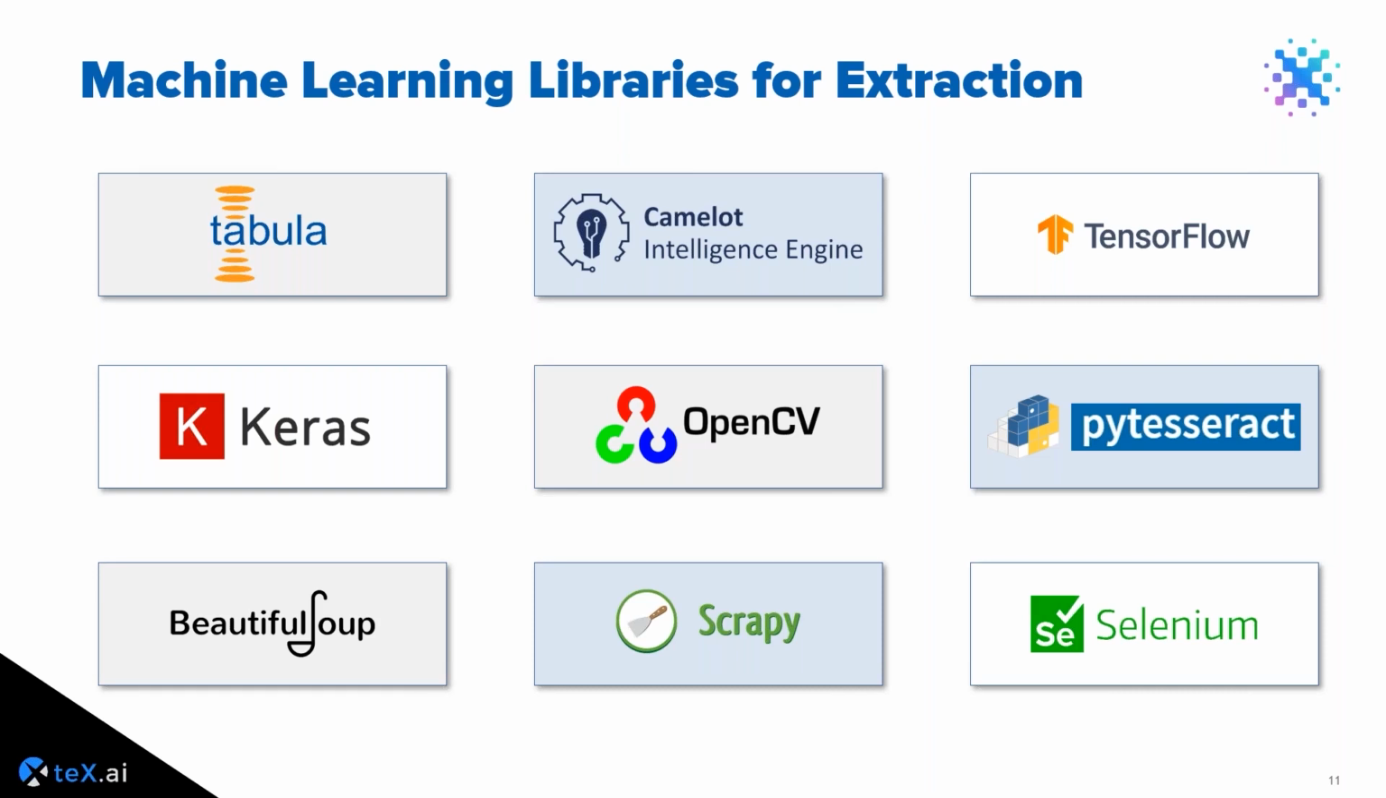And Beautiful Soup is for handling HTML files and for scraping. Scrapy and Selenium are also used. Selenium is a web automation tool, but here we use it as a tool for automating scraping from web pages.